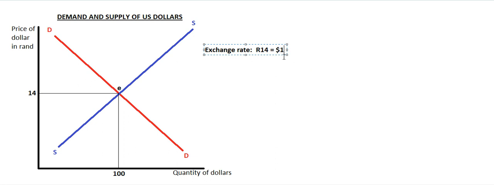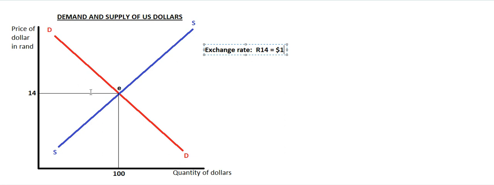But at a price of 14 Rand for $1, there are 100 people willing to buy dollars. So if the price is 14 Rand to the dollar, there will be $100 that will be bought and sold, because that's where the quantity demanded and the quantity supplied are equal. But your exchange rate is going to be 14 Rand equals $1.